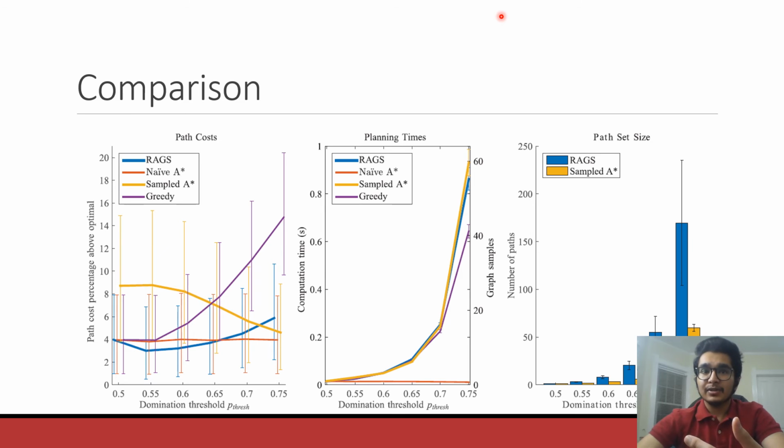RAGS is also capable of considering a large set of feasible paths in comparison with sampled A-star for two important reasons. As you can see here, the path set size is much higher, and this is because first, the sampled A-star needs to draw values from all edge value distributions and run the A-star search for every Monte Carlo query. In comparison, RAGS only runs a single search through the graph during the preliminary sweep and leverages the coarse domination metric to address the node expansion ordering.